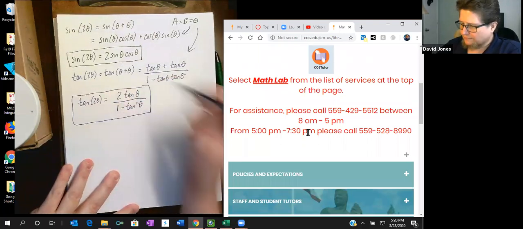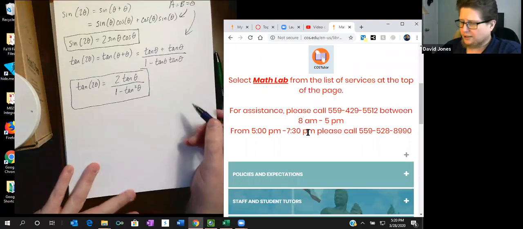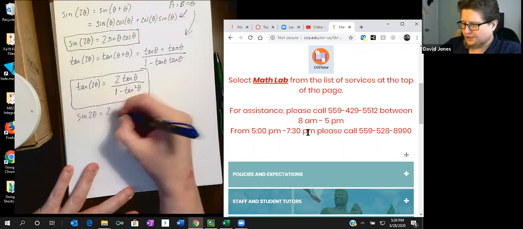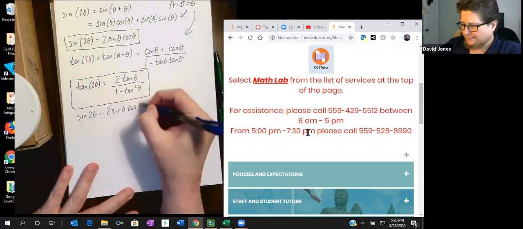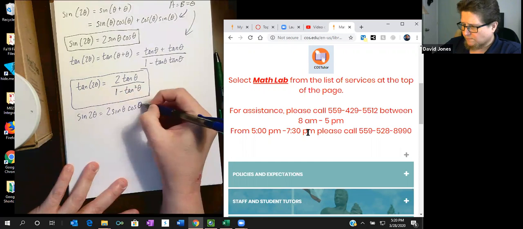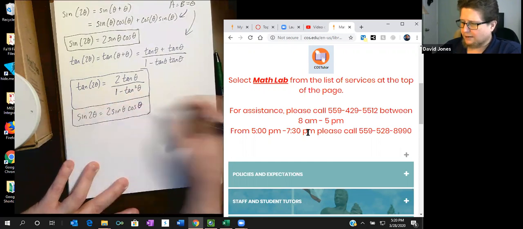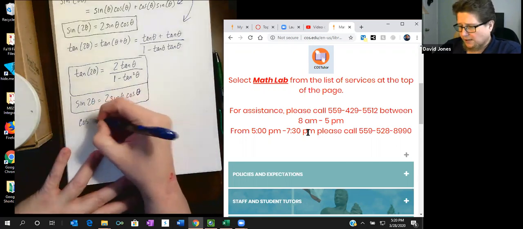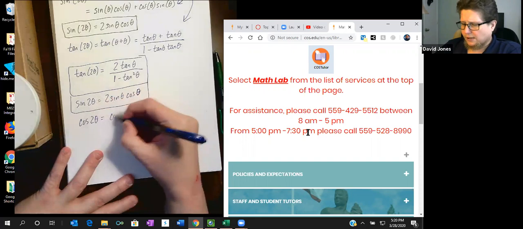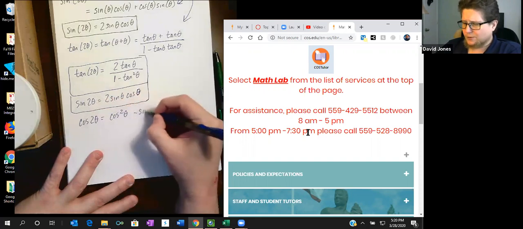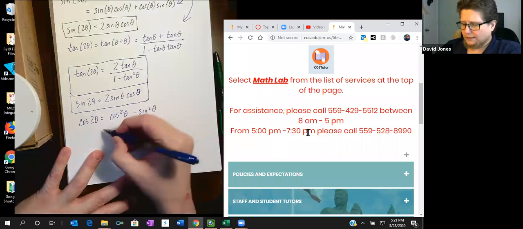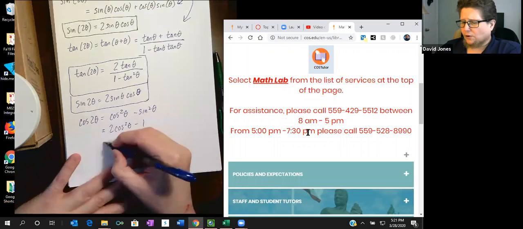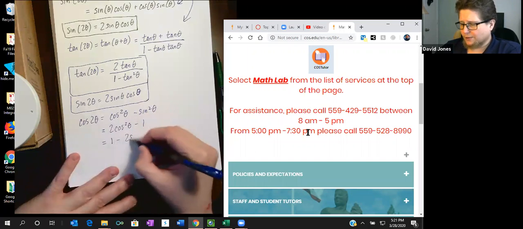I'm going to put our sine and cosine so it's all on one page for you. We had sine of 2 theta up above. It's 2 sine theta cosine theta. And then we have our 3 flavors for cosine of 2 theta. Cosine of 2 theta equals cosine squared theta minus sine squared theta, or 2 cosine squared theta minus 1, or 1 minus 2 sine squared theta.